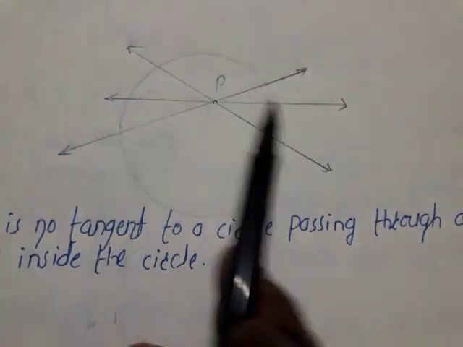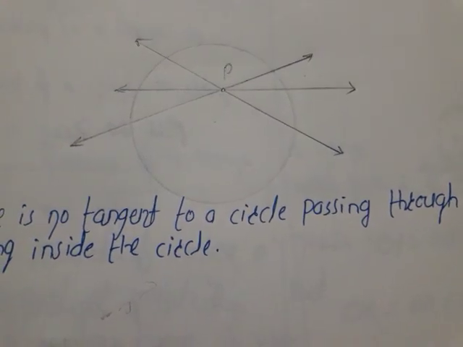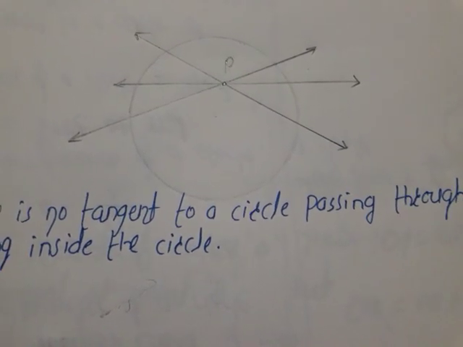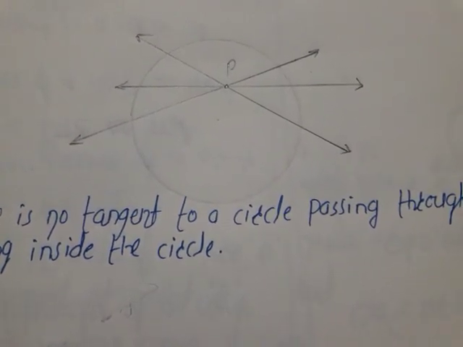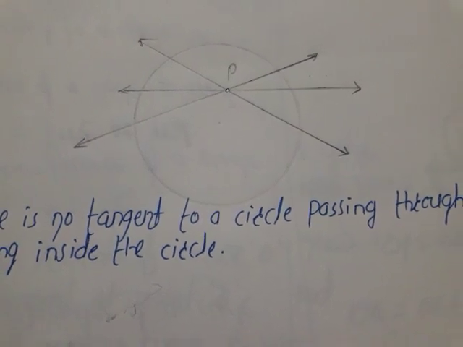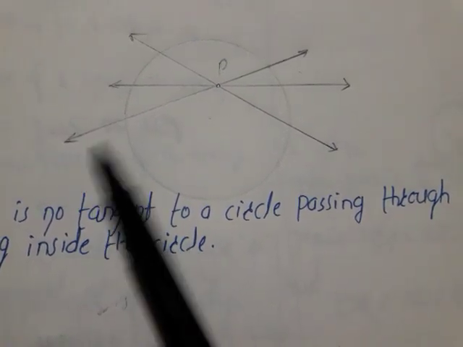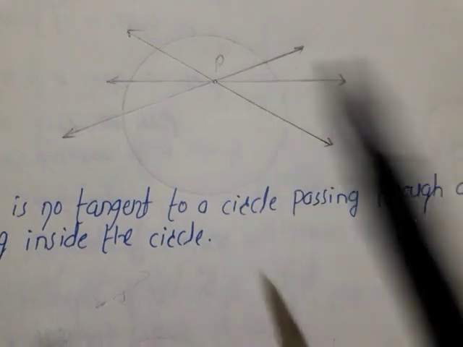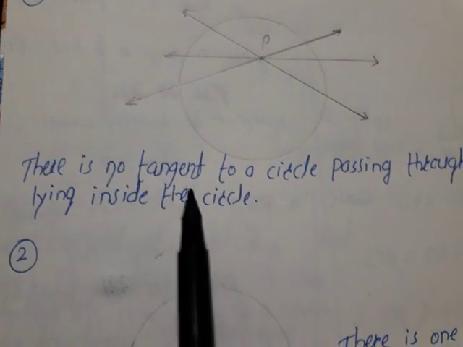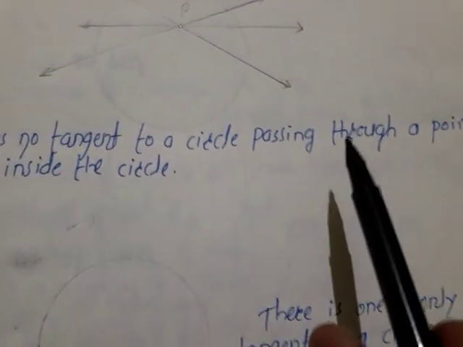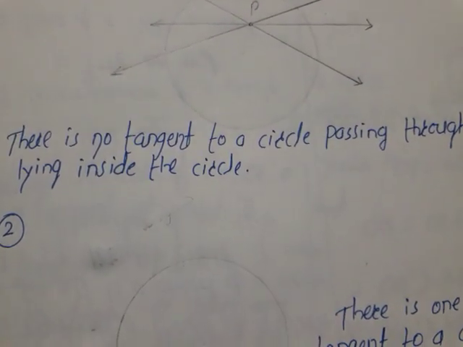Look at this. Each and every line intersects the circle in 2 points, and whenever a line intersects the circle in 2 points, we can't say that line is a tangent, because the definition of a tangent is that the line intersects the circle in one and only one point. But here all those lines intersect the circle in 2 points. Means those are not tangents, those are secants. So we can say there is no tangent to a circle passing through a point lying inside the circle. Got the idea of what I said?